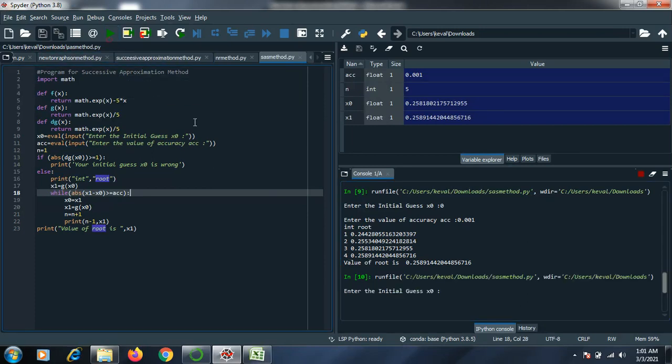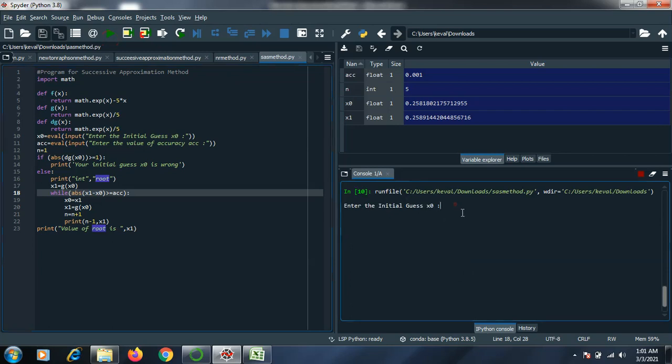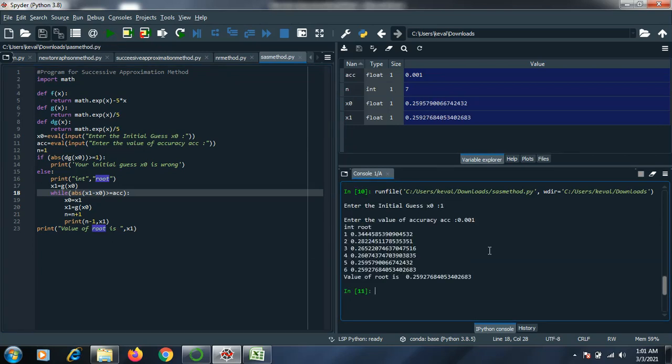Let us check for the initial guess to be 1. Yes, so as you can see, as we placed the initial guess equal to 1, it has given me the answer in 6 iterations. Okay. So when I put the initial guess equal to 0, I got an answer in 4 iterations. So as the guess is nearer to the root, it will take minimum iterations, as in the first case.